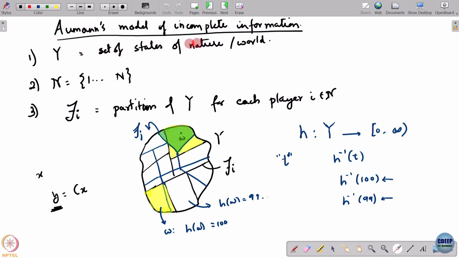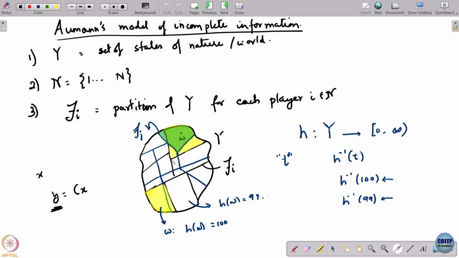The first element is the state of nature or the states of the world. This is the true configuration of the world that we are modeling. It comprises of a set of players 1 to n, and for each player we have a partition of the states of the world. So this fancy phi was a partition of capital Omega for player i, and the understanding was that a player can only know the state of the world up to the granularity that is described in the partition. So for instance, here in this case, this omega was the true state of the world.